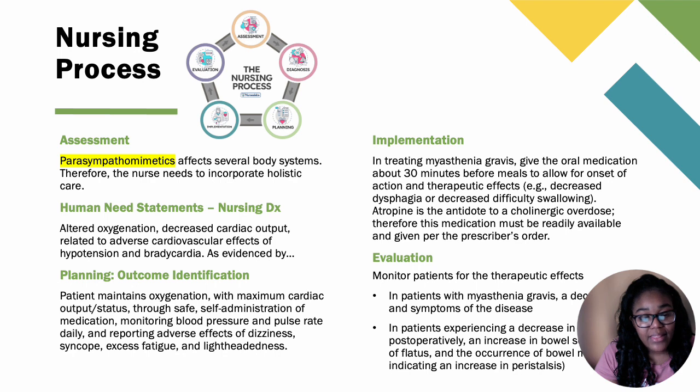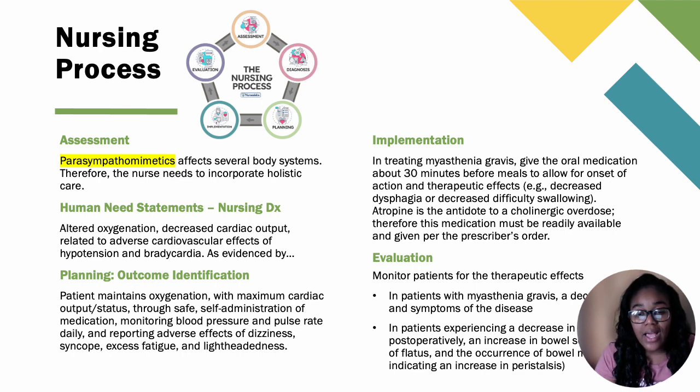As far as planning, these are our outcomes identification. These are things that we are planning to actually do for the patient in order to make sure that they are safe and having effective treatment. You want to make sure the patient maintains oxygenation. You want to make sure they maintain maximum cardiac output. You want to make sure that you, as the nurse, are conducting safe administration and that they are conducting safe administration outside of the clinical environment by patient teaching. You want to ensure that you monitor blood pressure and pulse at a frequent interval or as prescribed by the provider. You want to make sure you report any adverse effects of dizziness, fainting, excess fatigue, and lightheadedness.